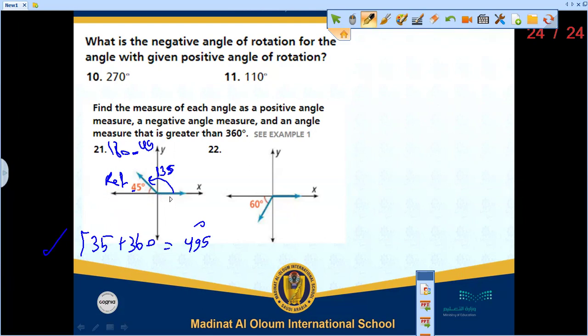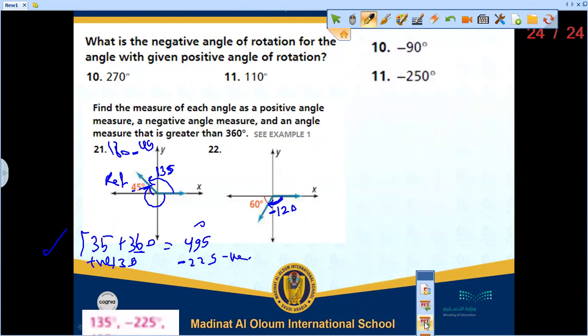The negative measure: 135 is the positive measure, and I need a negative measure, so I'll go in the opposite direction, which is 135 minus 360, negative 225. This is a negative measure. And for this one, an angle more than 360, here I need this angle. This one is 60, which means this one is negative 120.